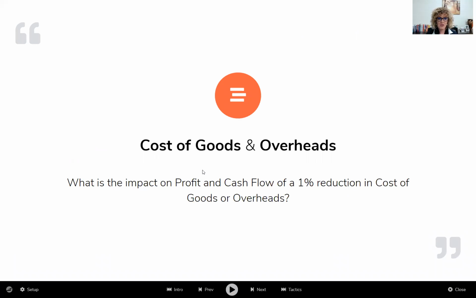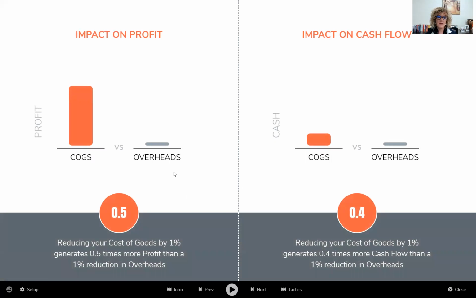The second key relationship for profitability is your cost of sales and your overheads. We want to look at what a 1% reduction in cost of sales or a 1% reduction in overheads will do to your profit and your cash flow. Again, for this business, reducing their cost of sales by 1% generates 0.5 times more profit than if they reduce their overheads. So this gives us an idea of what's more effective in the business. And obviously it's 0.4 times more cash flow if they reduce their cost of sales.